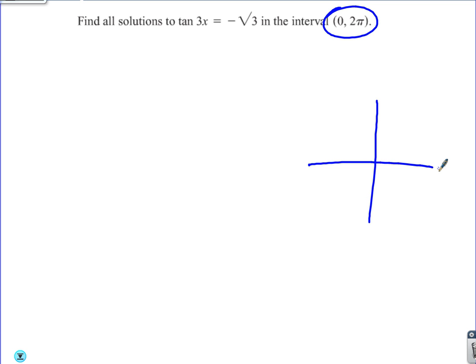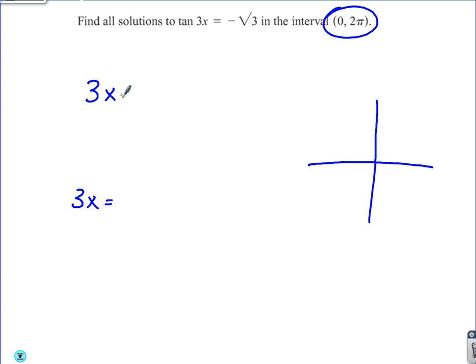How many will there be? I don't know, honestly, because that 3 messes it up a little bit. Normally, there's going to be 2. Where's the tangent equal to negative root 3? Normally there's 2 places where it is equal to it. But since that 3 is thrown in there, it's going to change the period. It's going to make it occur a little bit more often because it's going to compress it by a third. So let's see. The tangent of some angle is equal to negative root 3.